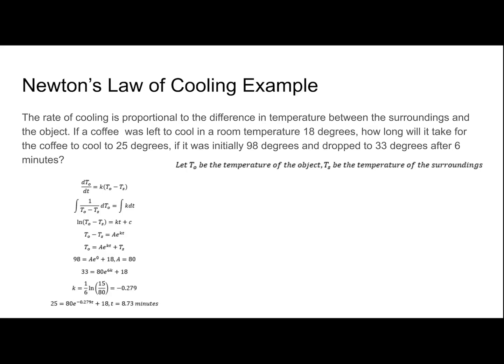And now we're going to find how long it will take for the temperature to drop down to 25 degrees. So we substitute that the temperature of the object is 25 degrees, and we're going to solve for t. In this case, we're going to find that t equals 8.73 minutes, and that's our final answer.